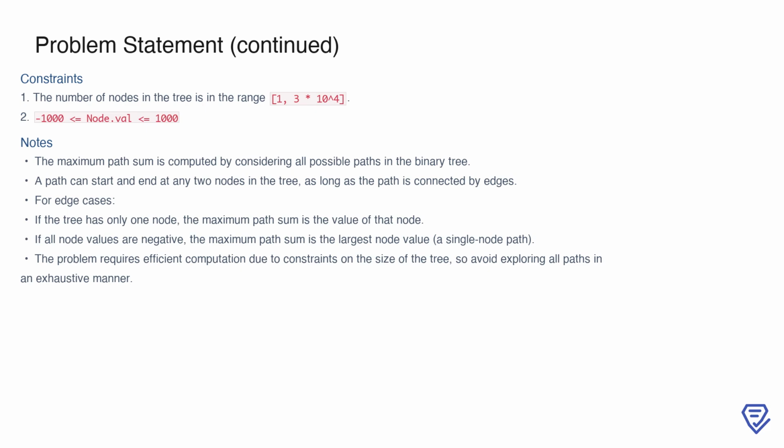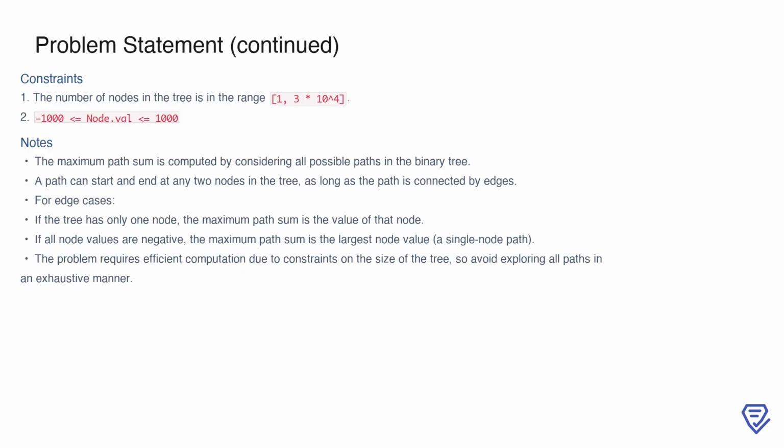Finally, let's consider the constraints and additional notes for this problem. The number of nodes in the binary tree can range from 1 to 30,000, and the value of each node lies between -1,000 and 1,000. When computing the maximum path sum, all possible paths in the binary tree are considered, meaning a path can start and end at any two nodes, as long as it is connected by edges.